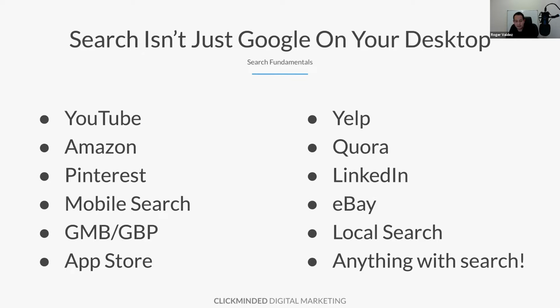So if you look at this list, these are some of the things that you can create, your digital assets that are out there that can generate traffic for you guys. Okay, so we got YouTube, Amazon, Pinterest, mobile search. Everybody looks at desktop, but mobile and desktop are two different platforms that Google actually separates those metrics as well.